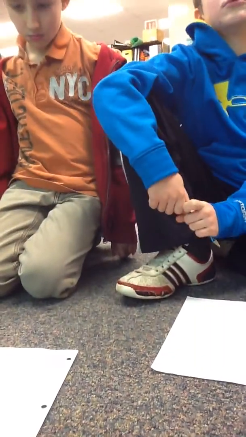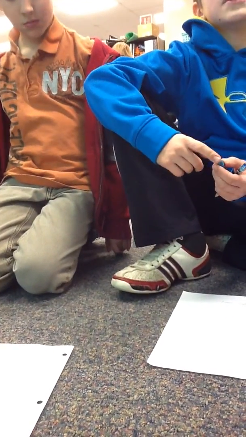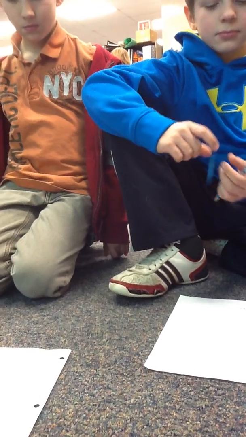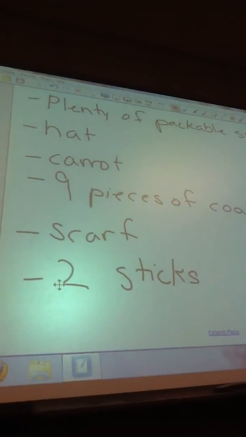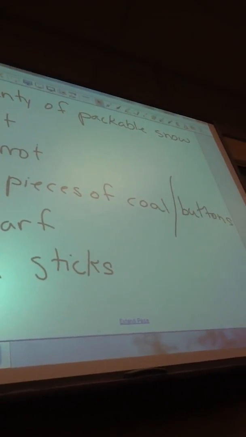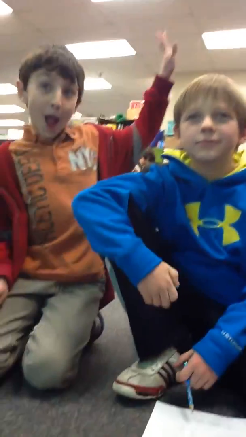So yesterday we began sequencing using descriptive words and transition words, talking about how to build a snowman. I gave you your materials, and you had to come up with directions on how to tell someone to build a snowman. Would anyone like to read theirs to us?